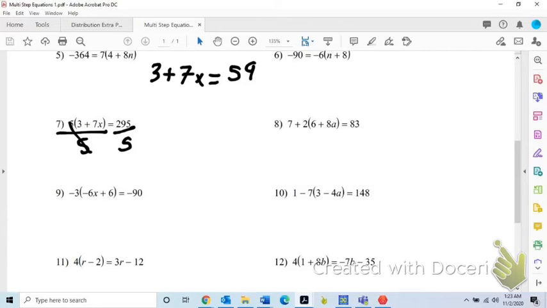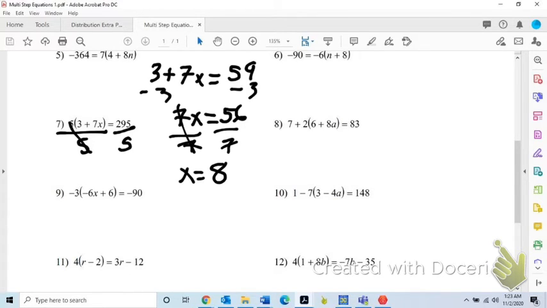So now we have our standard two-step equation. So we're going to subtract 3 from both sides. That gives us 7x equals 56. Divide both sides by 7. And we get x equals 8. I was waiting for the screen to go blank, but apparently I just wrote on the same screen. So number 8, go ahead, hit pause.